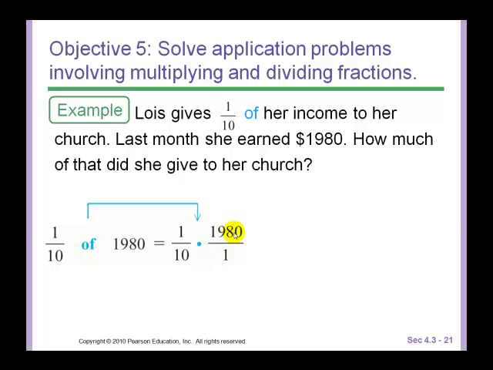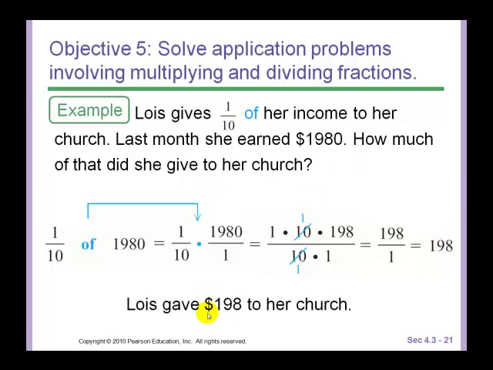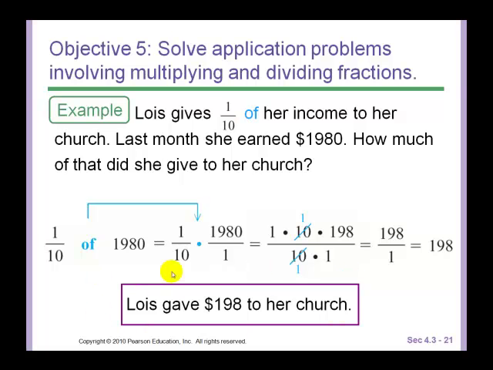Recall that you can turn any number into a fraction by putting it over 1. Now you could have just multiplied and had 1980 over 10, and that divides quite easily into 198. Or you can break it down and think 198 times 10 and 10 times 1. Cross out the 10s and you get 198 over 1, or 198. It is a word problem, so you are not done. You need to state your answer with units. The easiest way to remember that is to put it in a sentence. Lois gave $198 to her church.